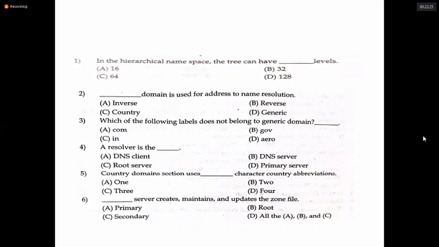What is a resolver? A DNS client. Very good. It's a DNS client. Nowhere is it a server, a primary server, or a root server. Fine. So the fourth one is DNS client.